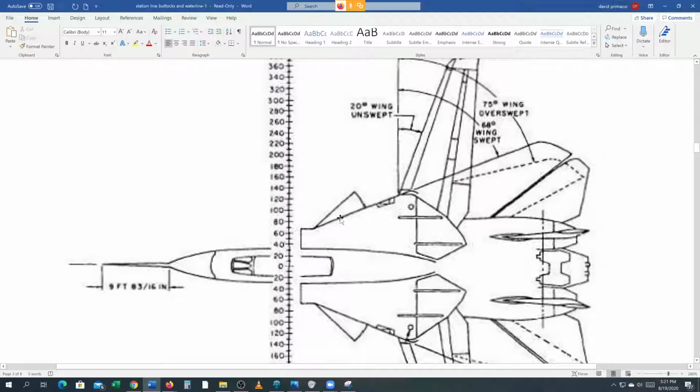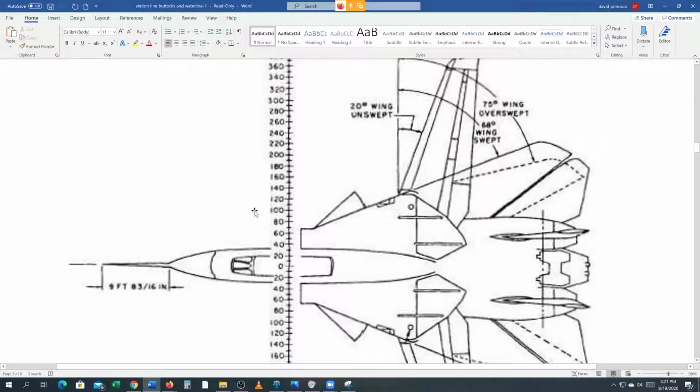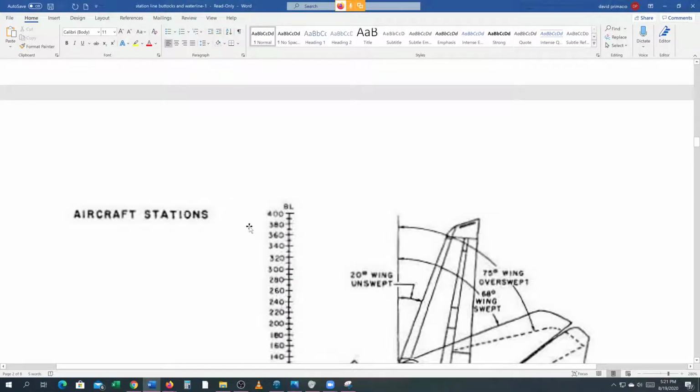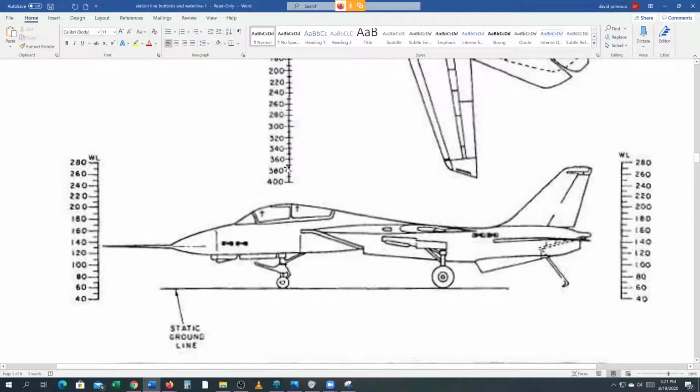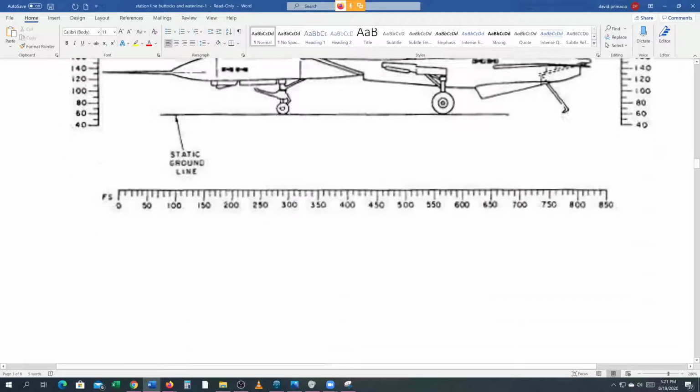This is another picture of the water line, or buttock line, from the top view. Buttock line zero, again, is where it cuts the plane right in half. The positive numbers are to the right, and up here it says BL for buttock line. The negative numbers are to the left. Again, water line is from the bottom up. Station cuts, starting here at zero, going to the back. So this is forward to aft, STA for station cuts.